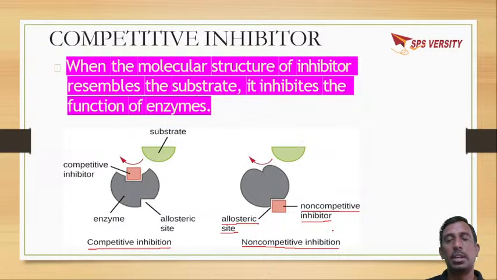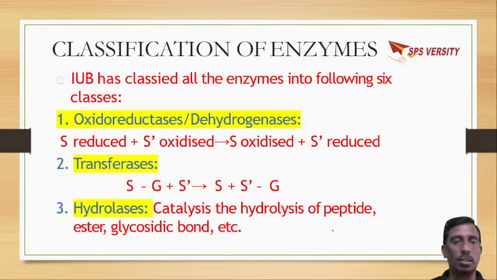Non-competitive means the non-competitive inhibitor will attach to the allosteric site. A competitive inhibitor will attach to the active site. Due to these inhibitors, the enzyme activity will be decreased, where the specific reaction cannot be performed. So we come to the functioning of enzymes, how enzymes will function.